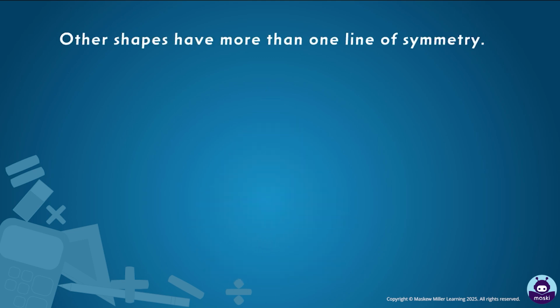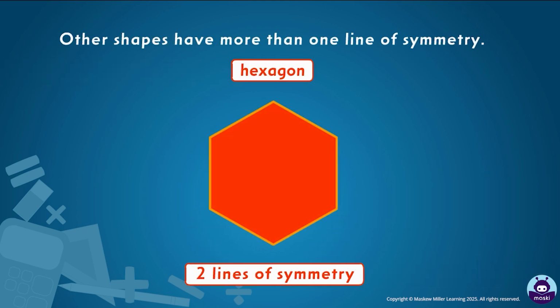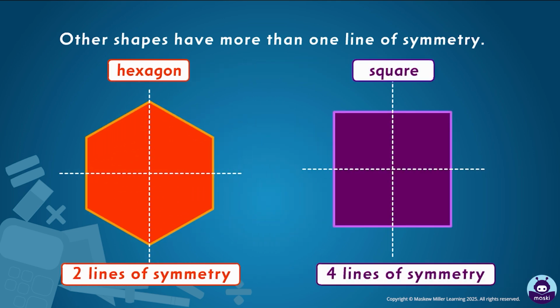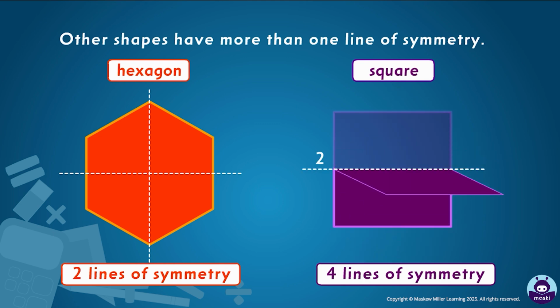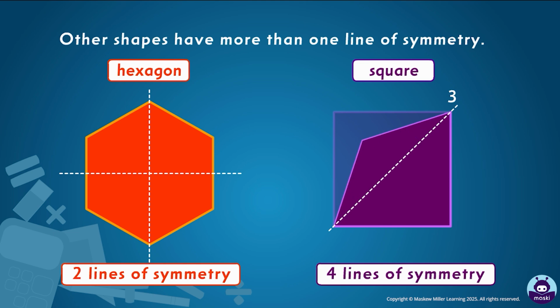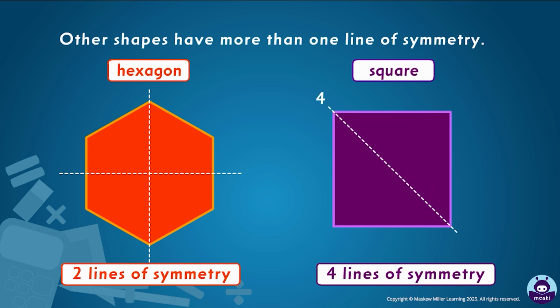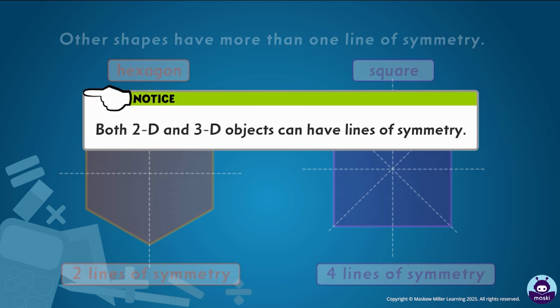Other shapes have more than one line of symmetry. A hexagon has two lines of symmetry. A square has four lines of symmetry. Note that both 2D and 3D objects can have lines of symmetry.